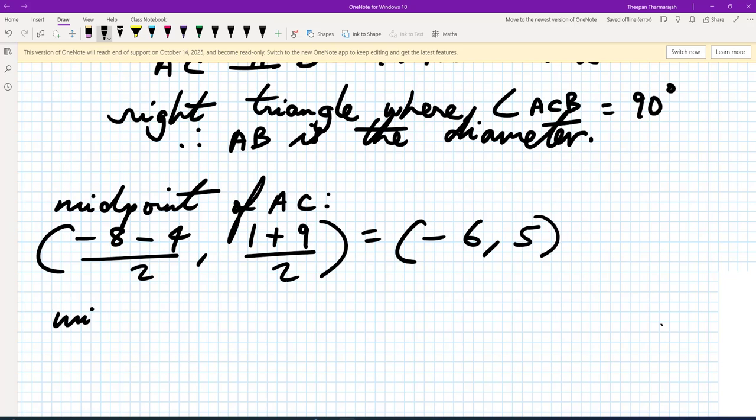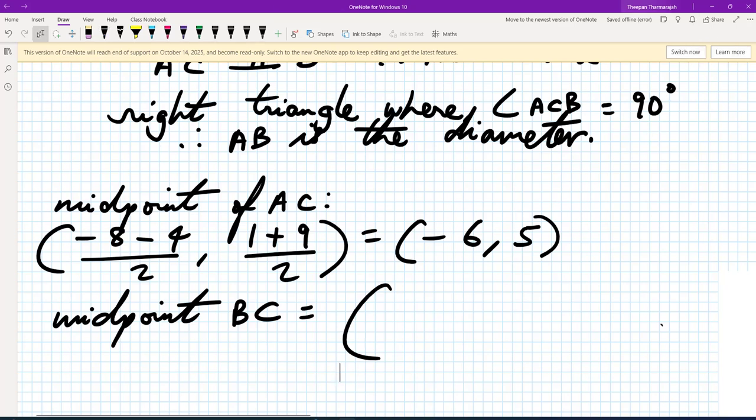We want to find the midpoint respectively of BC, so that's going to be as follows. We're going to do -4 plus 4 over 2, and we're going to do 9 plus 5 over 2.